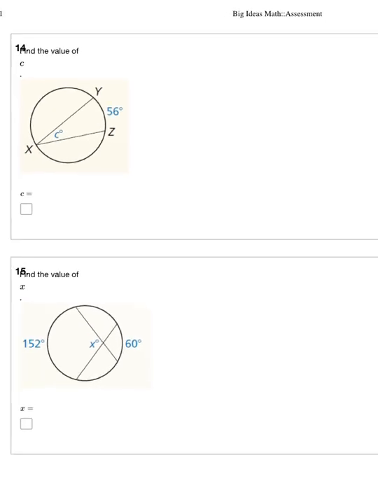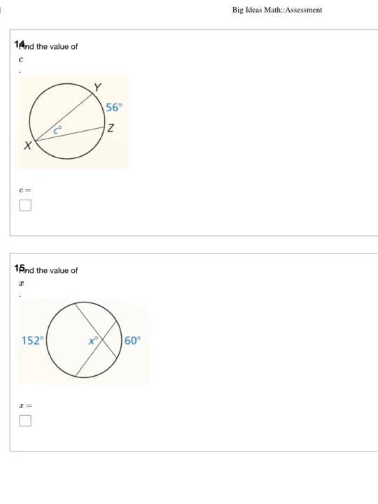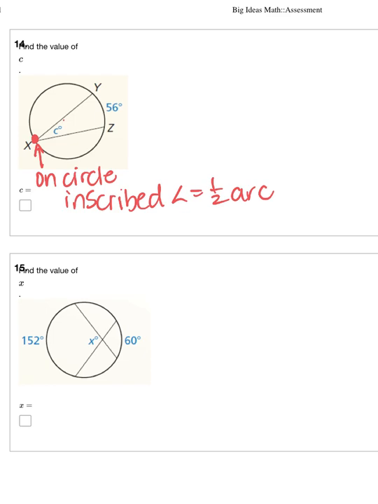Find the value of angle C. So here we look at where is the vertex. It is on the circle. That means it's inscribed. And the angle is half the arc. So C is half of 56. Half of 56 is 28 degrees.